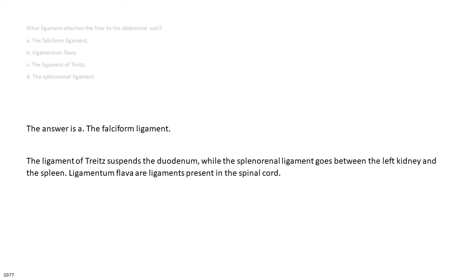The answer is A. The falciform ligament. The ligament of Treitz suspends the duodenum, while the splenorenal ligament goes between the left kidney and the spleen. Ligamentum flava are ligaments present in the spinal column.